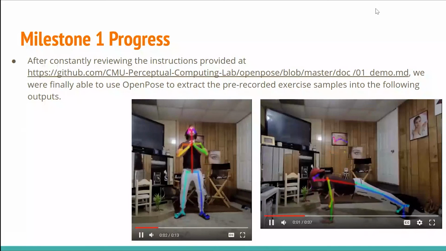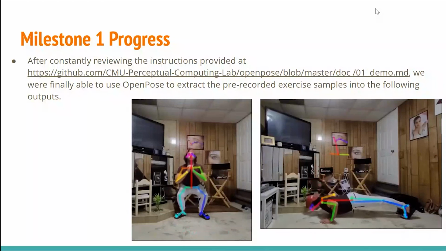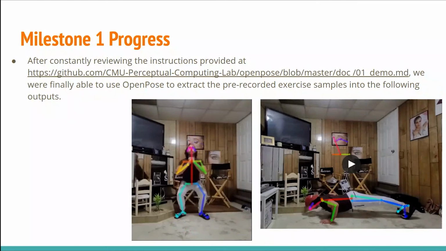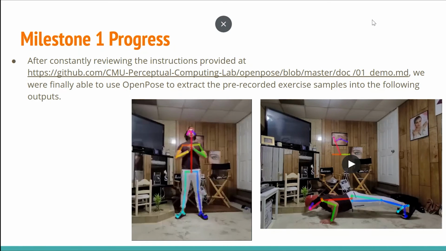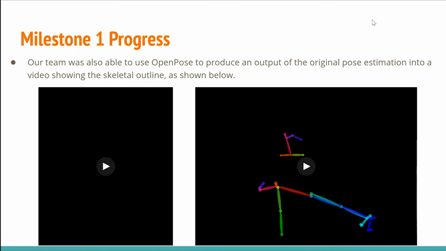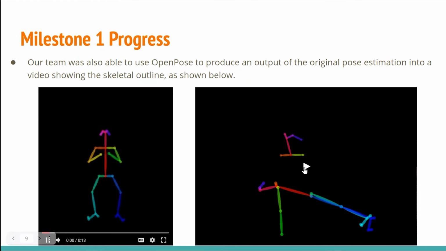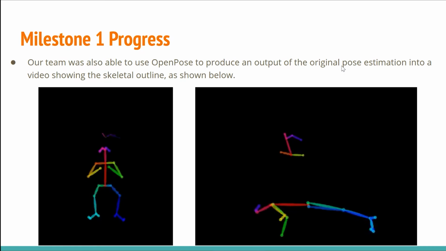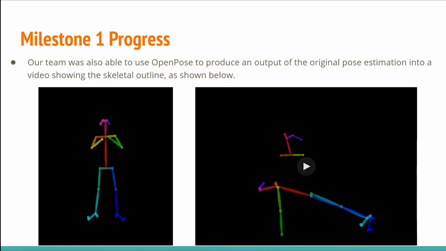After constantly reviewing the instructions provided from the GitHub link, we were finally able to use OpenPose to extract the pre-recorded exercise sample into the following. Our team was also able to use OpenPose to produce an output of the original pose estimation into a video showing the skeleton outline shown below.